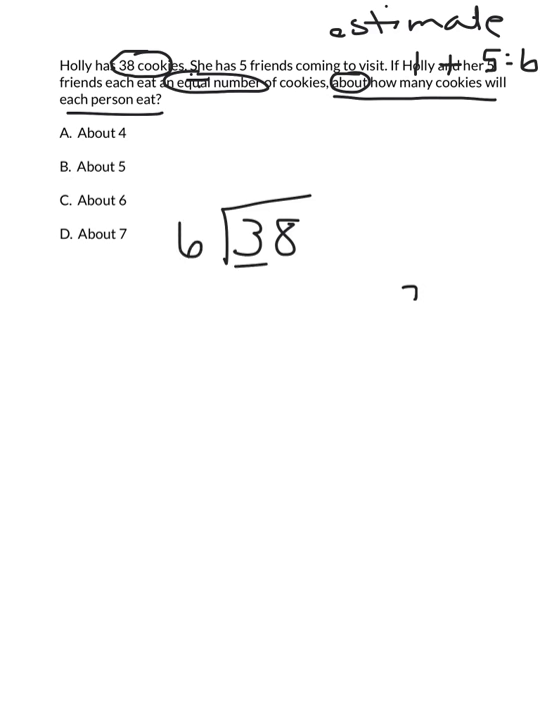Now we know we can't take 3 divided by 6, so we need to put our x over our tens placeholder and look at 38 divided by 6. 38 divided by 6 we know goes 6 times. 6 times 6 is 36. 38 minus 36 is 2. 2 becomes our remainder. So it says about how many cookies will each person eat. And we know that 6 is our answer because they cannot eat this remainder. So our correct answer is going to be C.